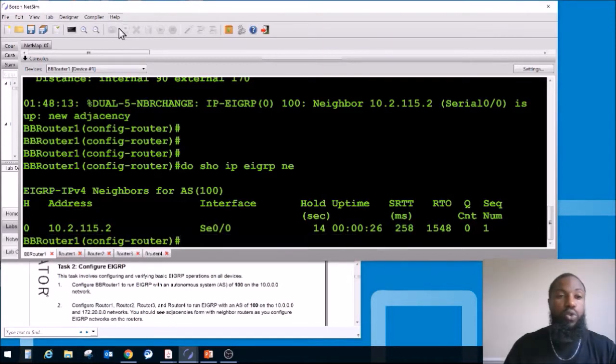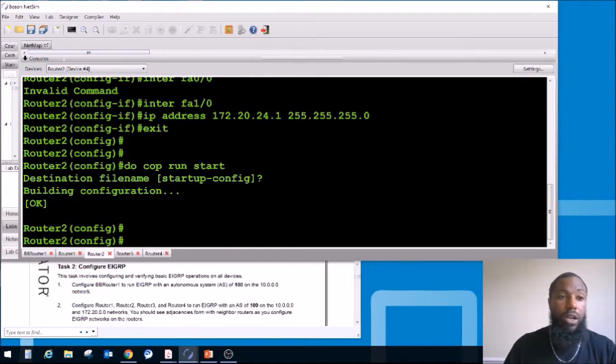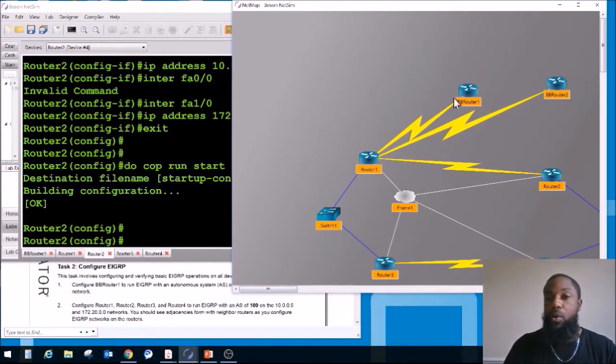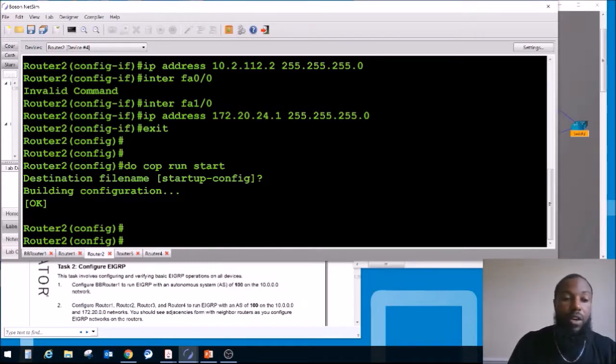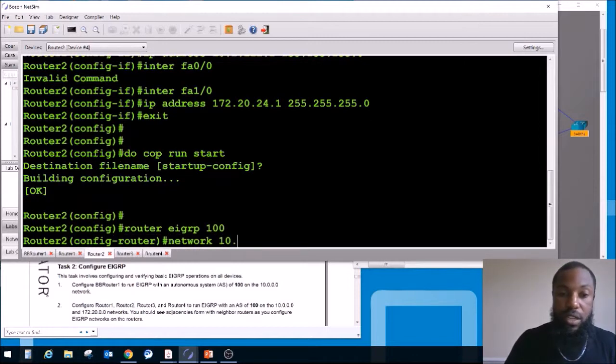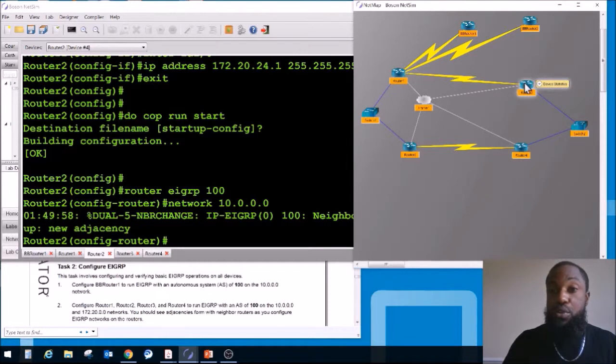So let's go to Router 2 and do the same thing. Let me show y'all the topology again real quick. With Branch Router 1, we've gotten an adjacency with Router 1 right here, so these two are now EIGRP neighbors. Now we're going to go to Router 2 and create an adjacency between those two. Router EIGRP 100, network 10.0.0.0, and it should create an adjacency. And there it is. Now we have an adjacency between Router 2 and Router 1.